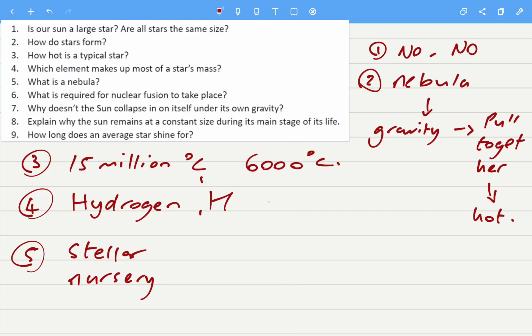6. What is required for nuclear fusion to take place? Lots of mass, pressure, and a lot of heat. So I'll just write temperature.